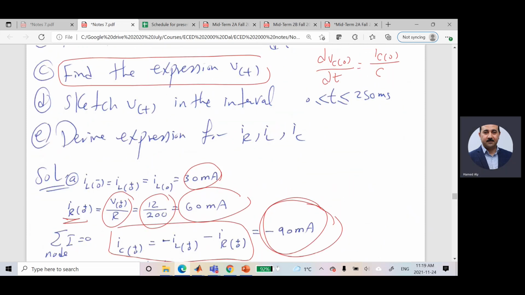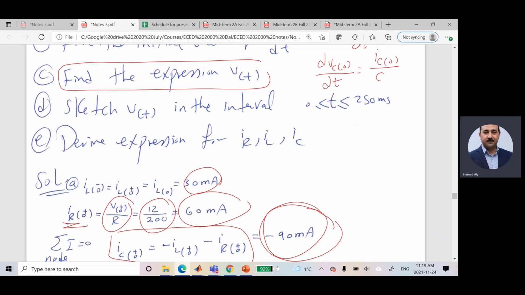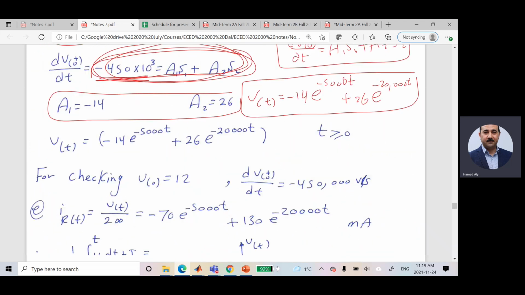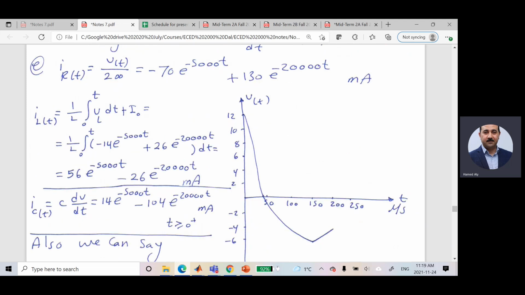Then he asked me to sketch V of t in the period from 0 to 250. I'm not asking you to plot the exact curve. Choose different points and then sketch that guy. You will find that it will be something like that. Choose a point here at t equal to 0, choose another point here, choose any 3 points and connect them. I'm expecting it will be a curve.